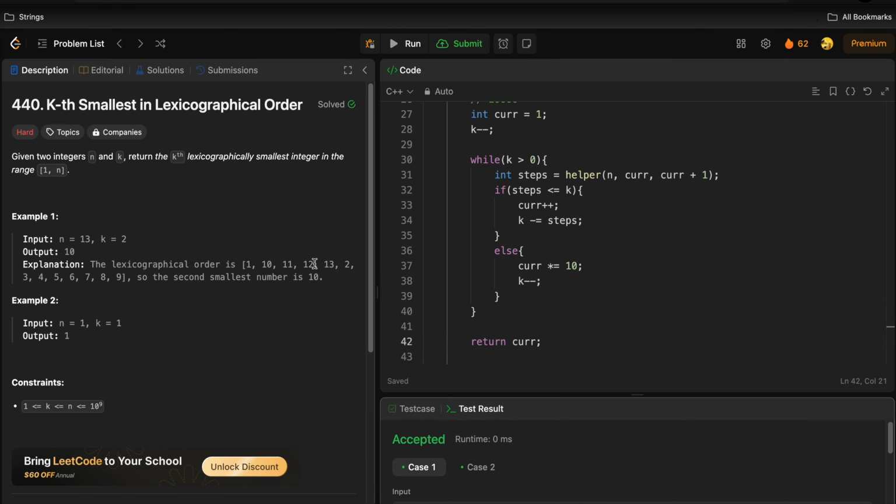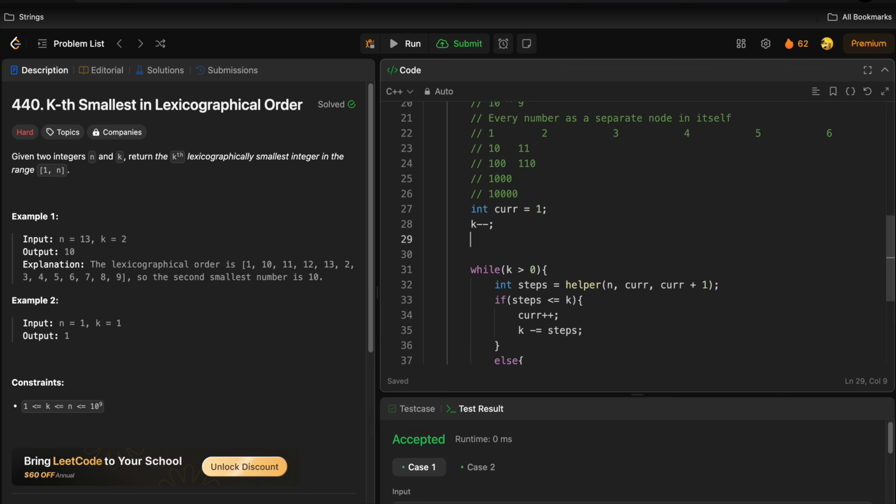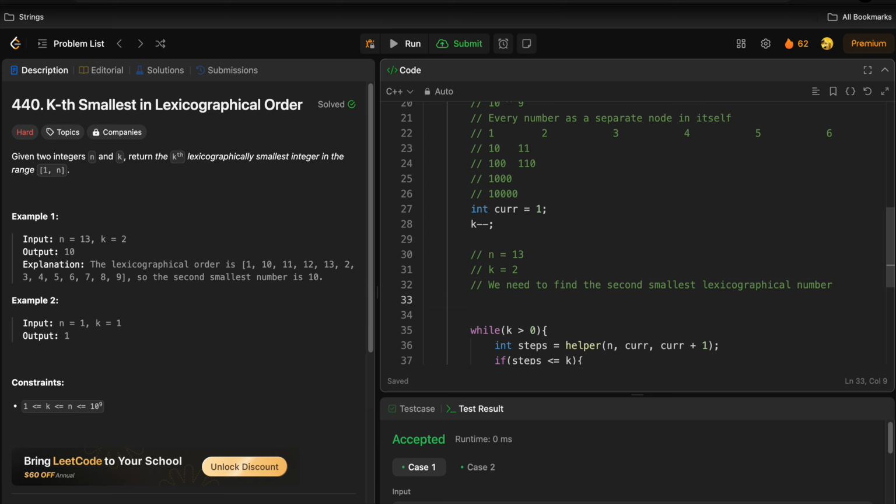So this is working fine. So let me just consider the first example. So given our n is equal to 13 and k is equal to, sorry for not adding the comment, k is equal to 2. So we need to find the second smallest lexicographical number. So how could we do that?